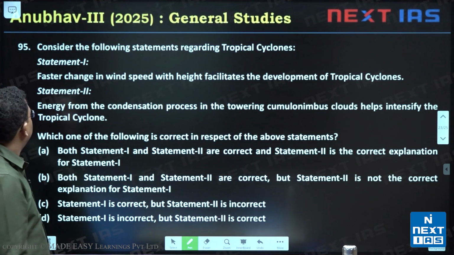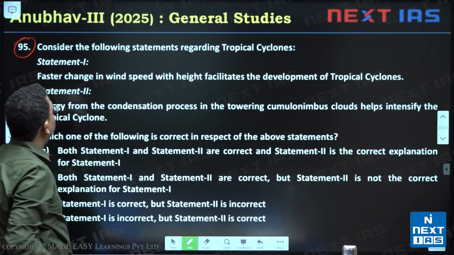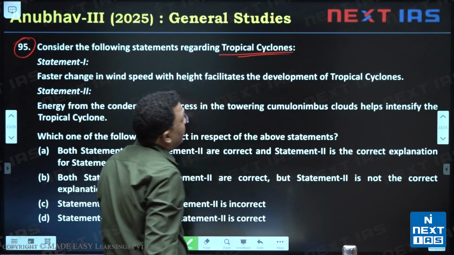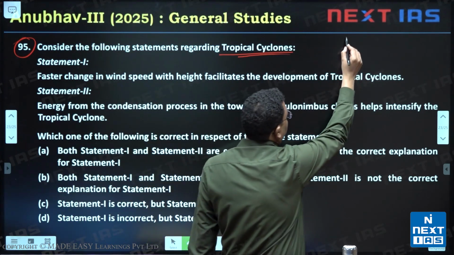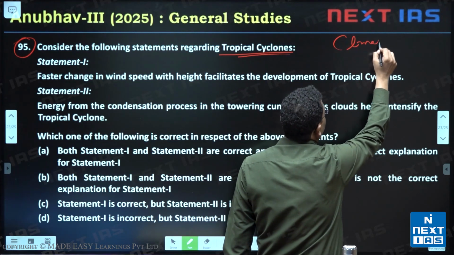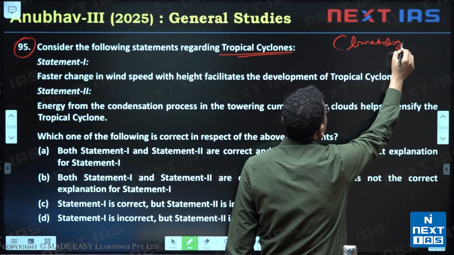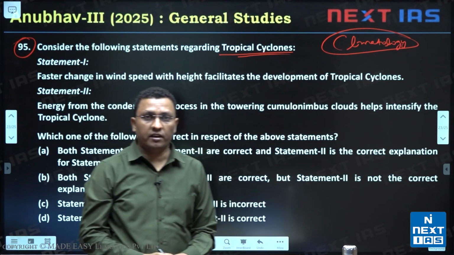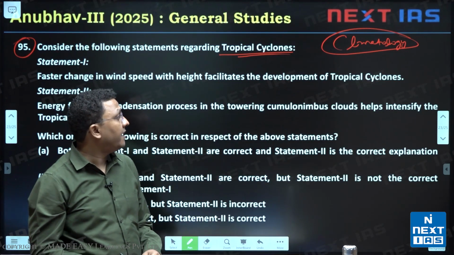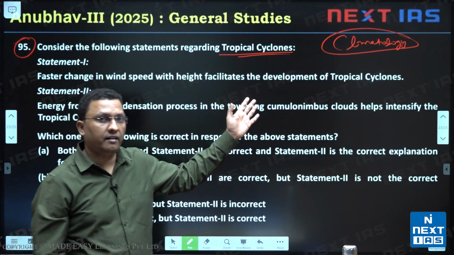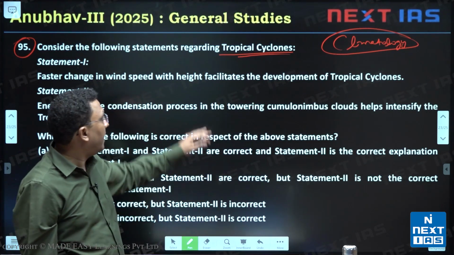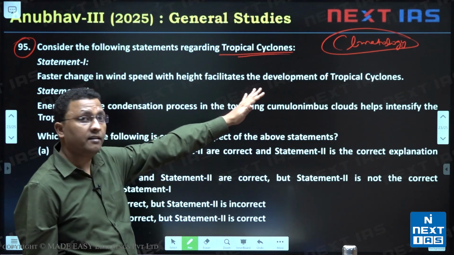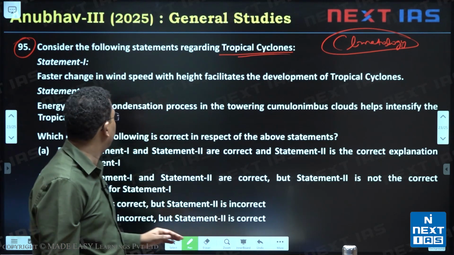Now let's see the next question, that is question 95. Consider the following statements regarding tropical cyclones, right? So this is a question from the topic climatology, right? So as we have discussed just now, climatology is a very important topic from exam point of view, right? On an average 1 to 2 questions are asked from this topic, right? And tropical cyclone is an important area within this topic from where questions are often asked, right?